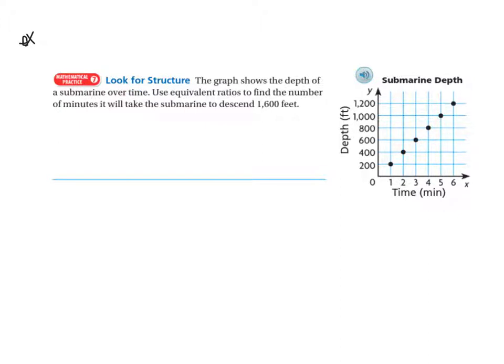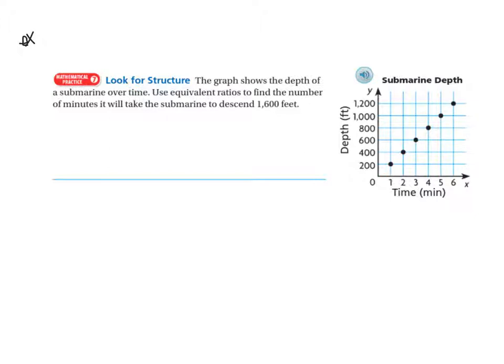Okay, here's an example problem. So this goes on your note side. So here the graph shows the depth of a submarine over time. Use equivalent ratios to find the number of minutes it will take the submarine to descend 1,600 feet. That word descend means to go down. So let's look at our picture.